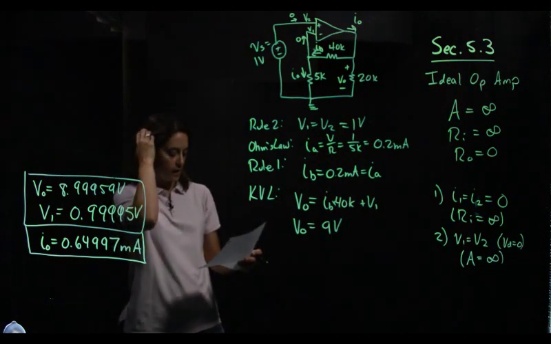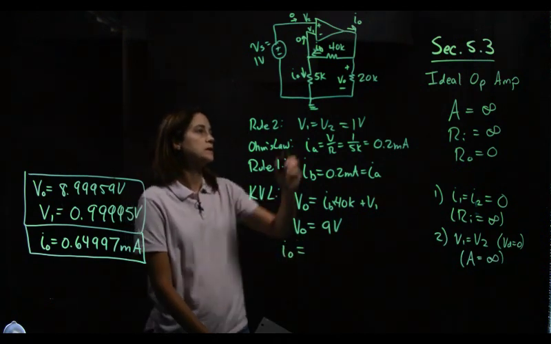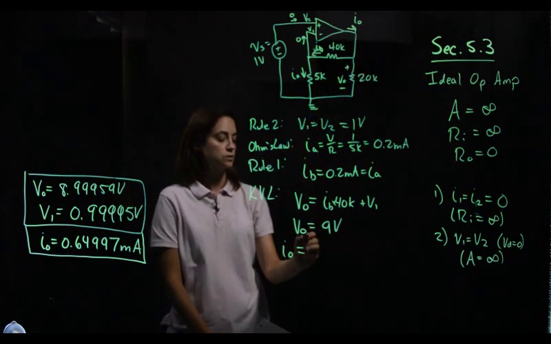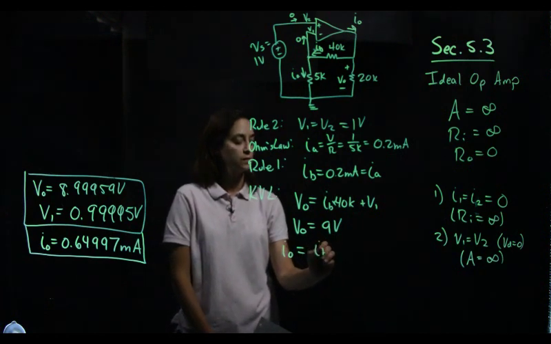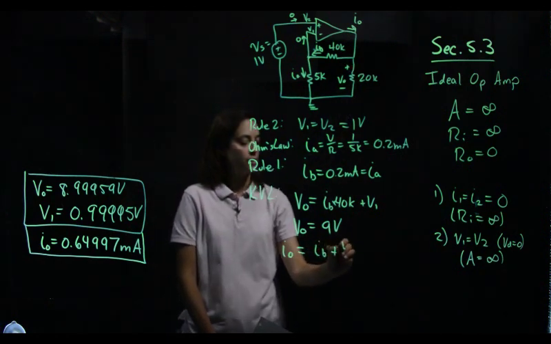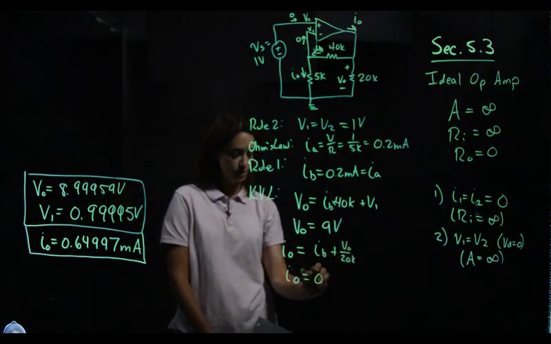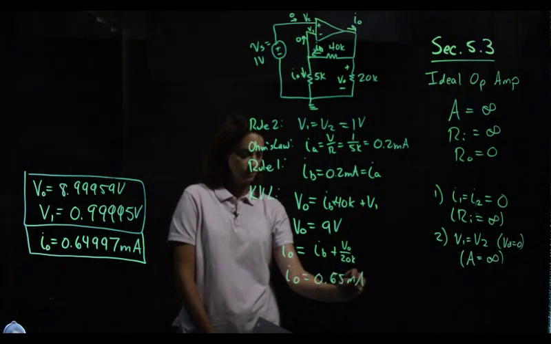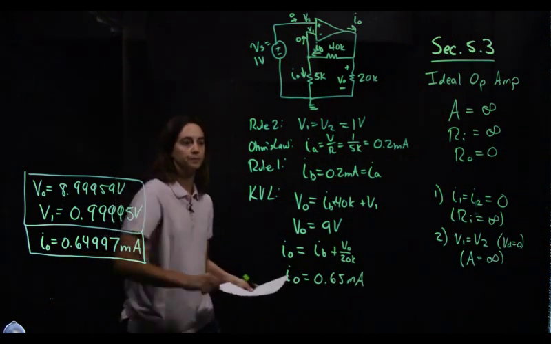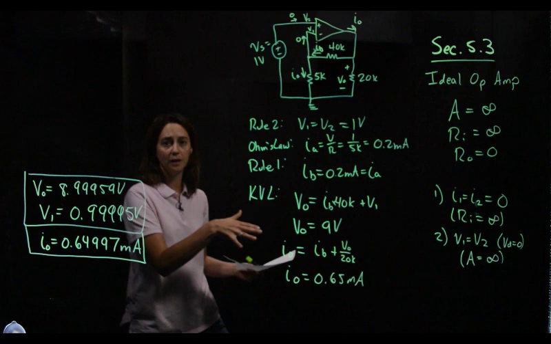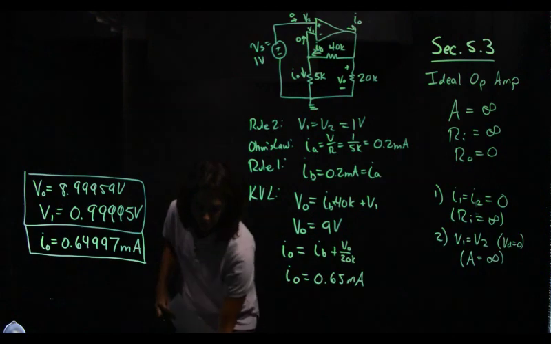If we look now at IO, IO is going to be equal to this current plus this current. So you have IB plus VO over 20K, or I get an output current of 0.65 milliamps. And so again, very, very close to what I had before. So this shows us that the ideal op-amp works. Let me show you an even easier way to do an ideal op-amp problem.